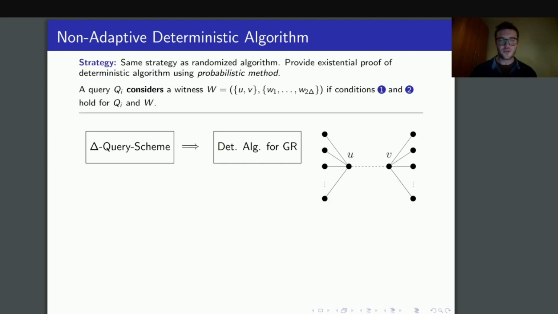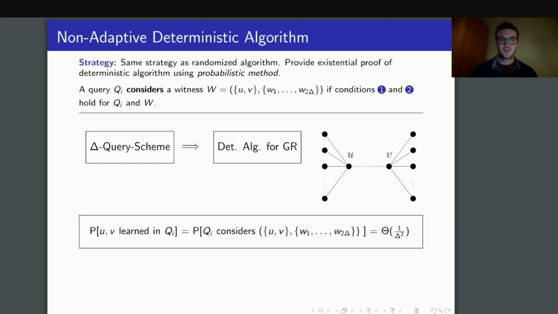We can now rephrase a result that we had with our randomized algorithm, which is that the probability a non-edge UV is learned in a query QI, previously found to be theta of 1 over delta squared, can also be considered as the probability that QI considers the witness composed of U and V and all of U and V's neighbors, W1 up to W2 delta. In this case, we can consider the probability that a set of queries Q is not a delta query scheme by taking the union bound over the total number of witnesses that can be constructed times the probability that a witness was not considered by any query in our set of queries.